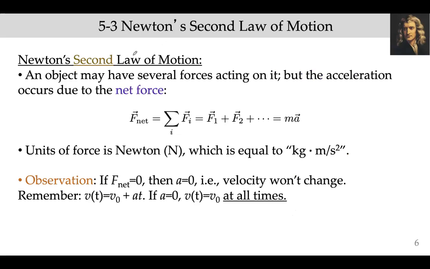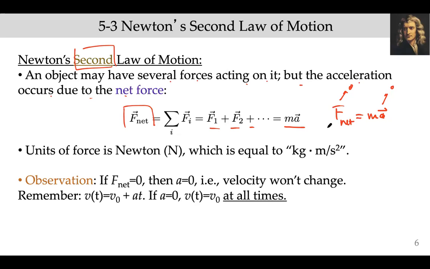Okay, what about the second law? So Newton's second law tells us an object may have several forces acting on it, but the acceleration occurs due to the net force. So you basically add them up, and if it's not zero, then it's equal to m times acceleration. So this is the famous formula from Newton. In fact, this is also valid if F net is zero. So if this is zero, then we get acceleration zero.